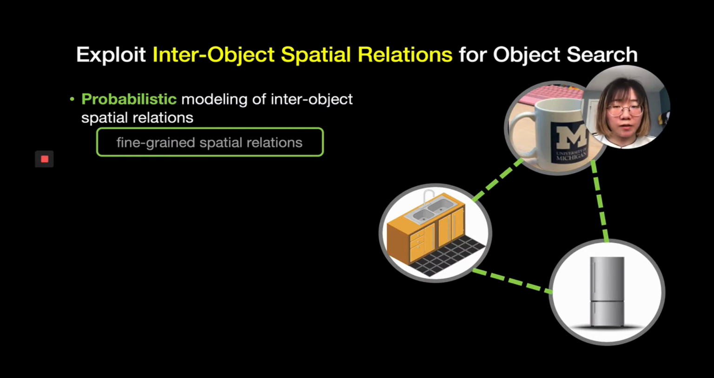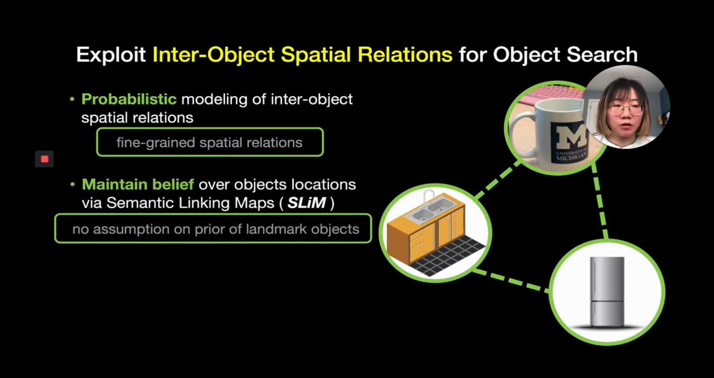While considering the probabilistic spatial dependencies between objects, we propose semantic linking maps, in short SLIM, to maintain a belief over objects' locations. Note that we're not just maintaining a belief over the target object, but we're also maintaining the belief over other objects, which we call landmarks. And we do not assume any prior knowledge on where those landmark objects can be in the environment.